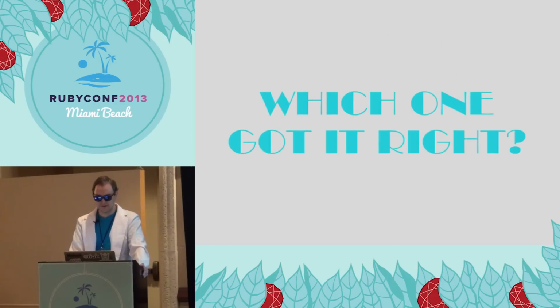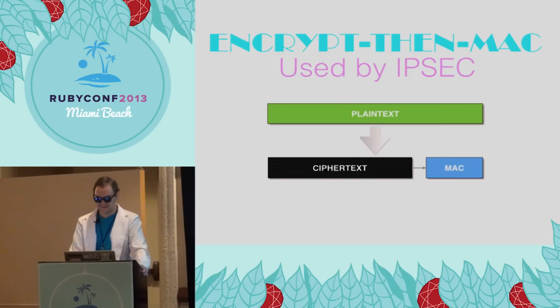So which of these three approaches got it right? Anybody want to take a guess which of these is actually the right way? None. There's actually a right answer. One of them did get it right. So the answer is encrypt then MAC, used by IPsec.